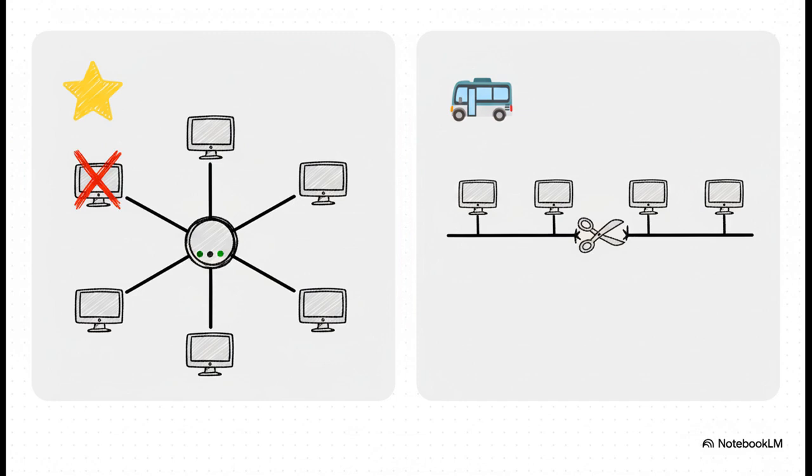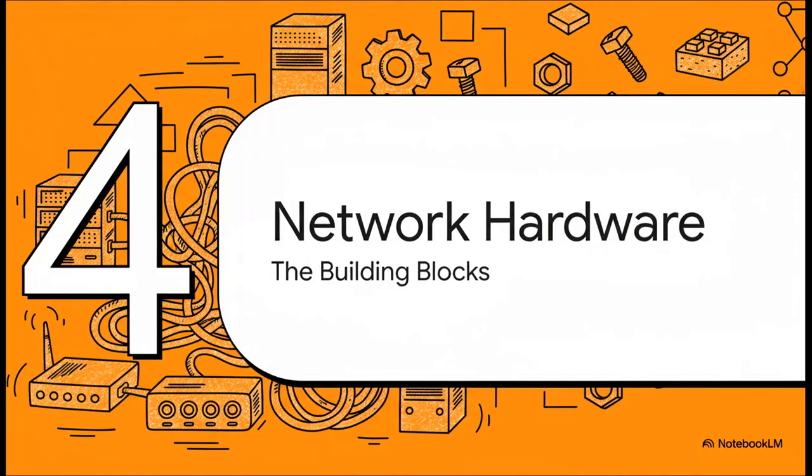If someone trips and pulls that main cable out, the entire network just goes dark. So you see, different blueprints for different needs. Okay, so we've got our blueprint. Now we need the actual stuff, right? The physical building blocks, the hardware that makes a network come to life.